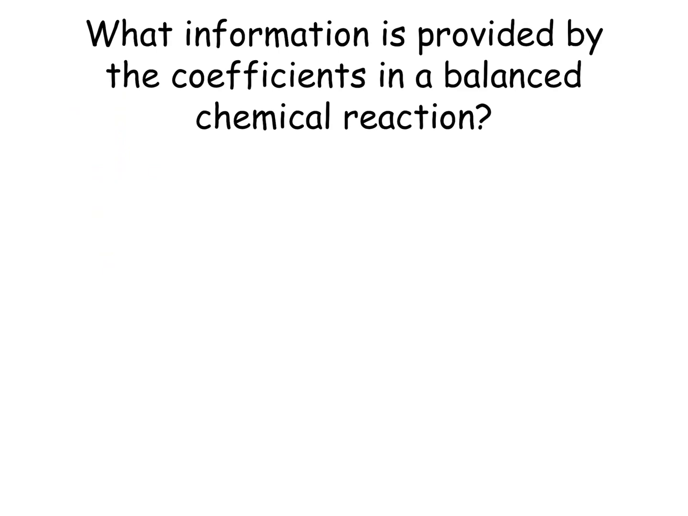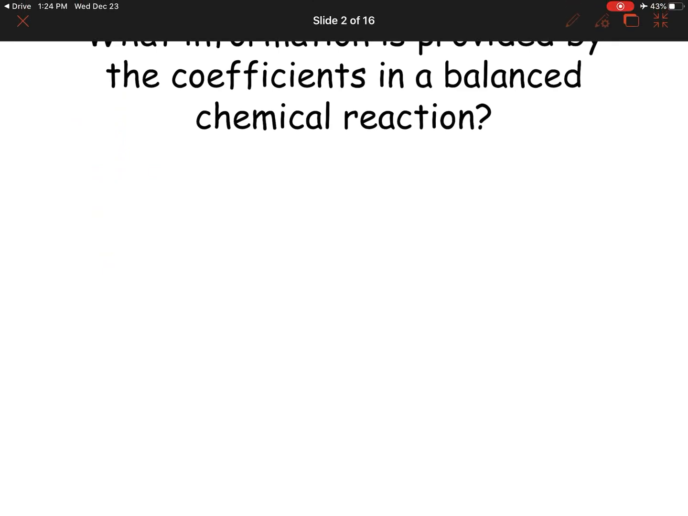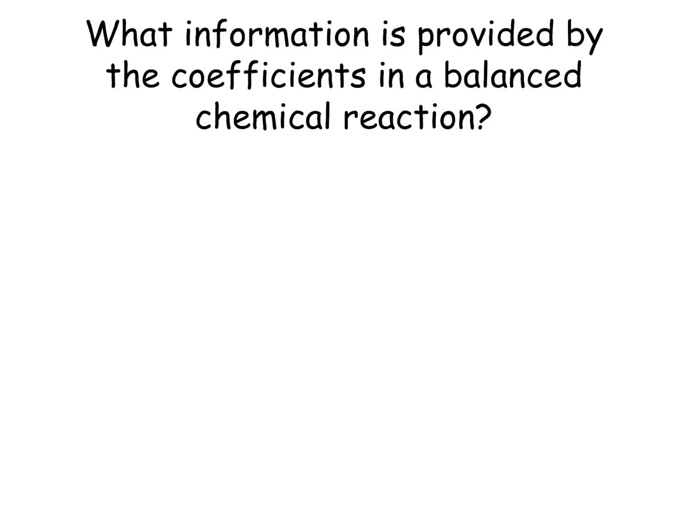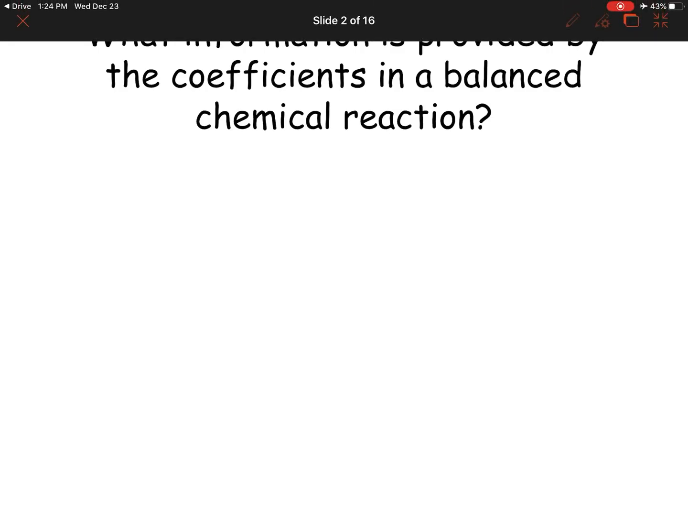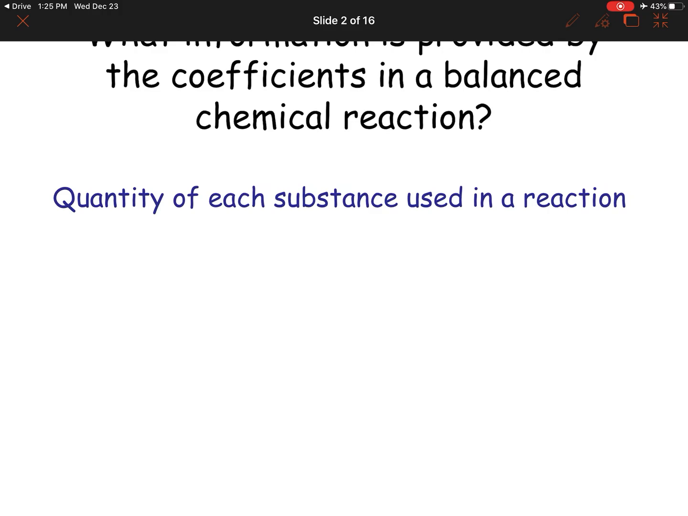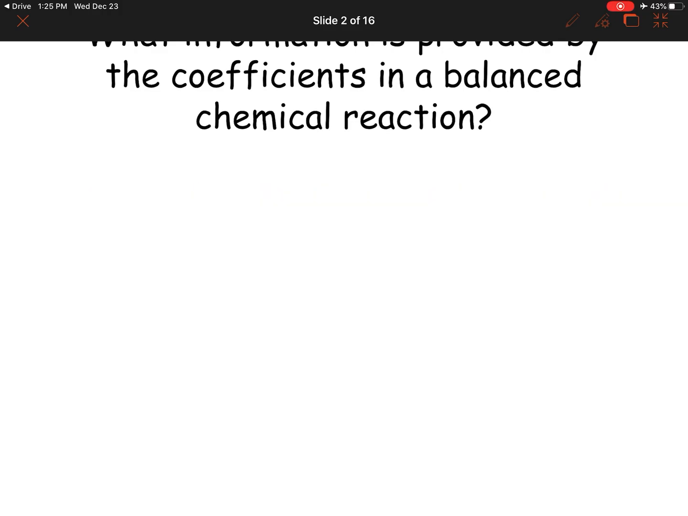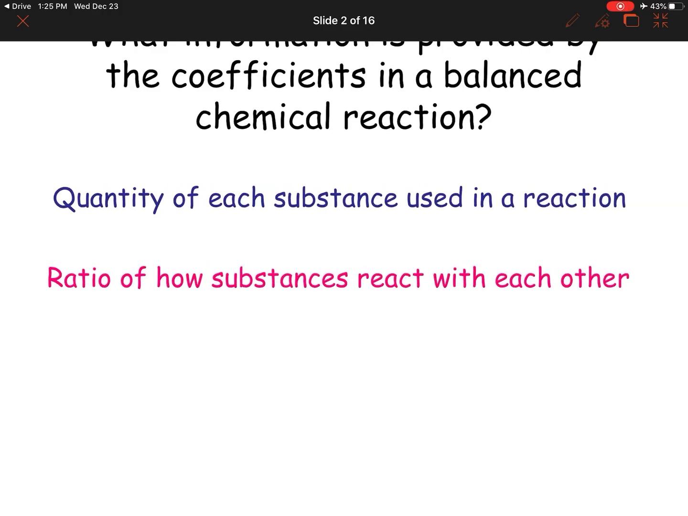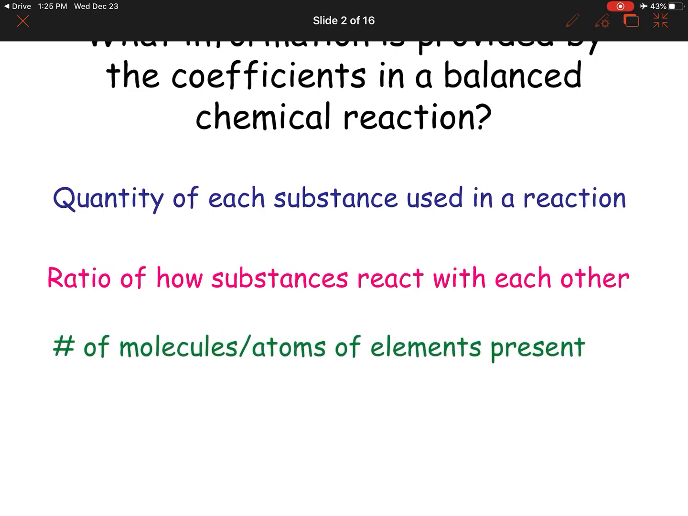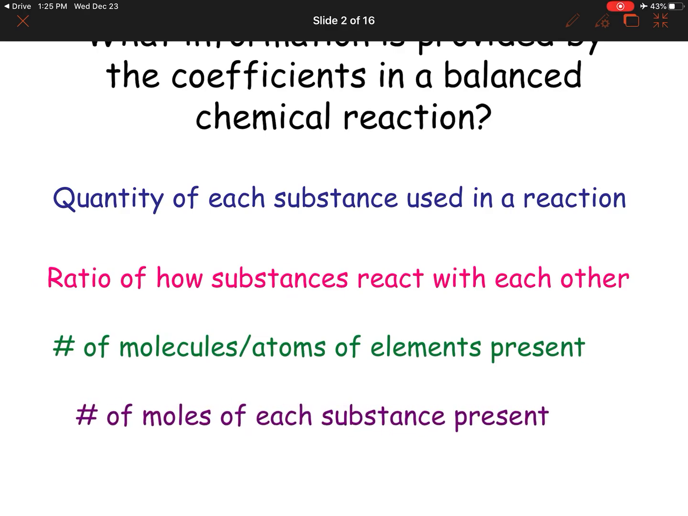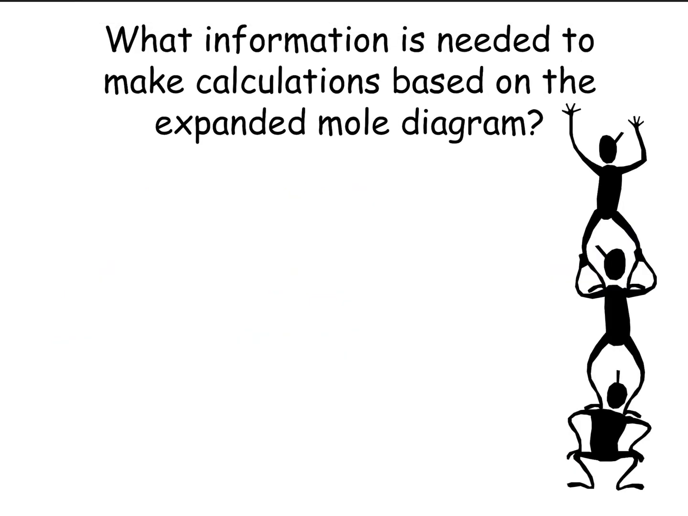So we've already talked about balancing chemical reactions, that kind of stuff. What information is provided by coefficients in a balanced chemical reaction? What does it tell you? Those balanced chemical reactions, those coefficients tell you the quantity, the amount. They tell you the mole ratio of how they react with each other. And they tell you the number of molecules or atoms of elements present and the number of moles. So it's kind of like, if you're making a cake or some kind of recipe, you don't just put a cup of everything in. You have to put specific ratios.